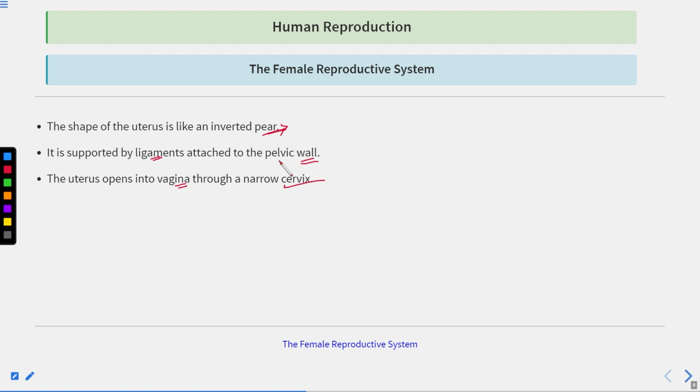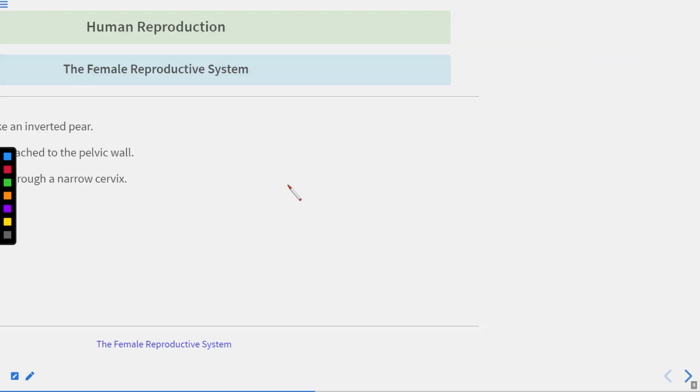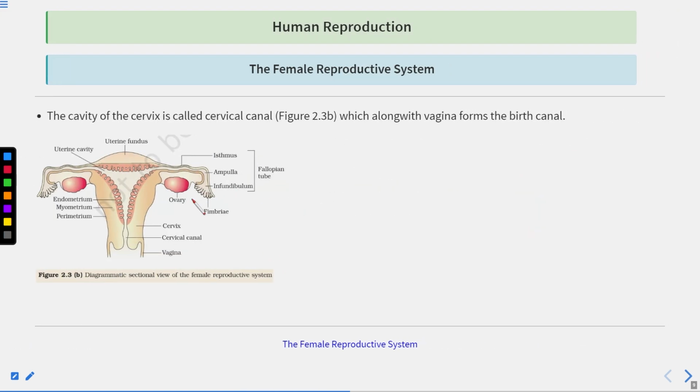So we have seen all the structures in this image that I have shown you. The uterus opens into the vagina, which is also known as the birth canal, through a narrow cervix. Here you can see this is the cervix, this is the cervical canal and this is the vagina. Clear? So the uterus opens into the vagina through this cervix. Clear?